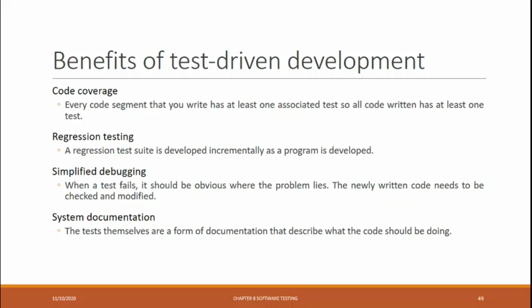What is actually code coverage? Every code segment that you write has at least one associated test. So all code written has at least one test. So code coverage, that is every code or segment that you write should have at least one test. So whatever code you write, there should be at least one test.